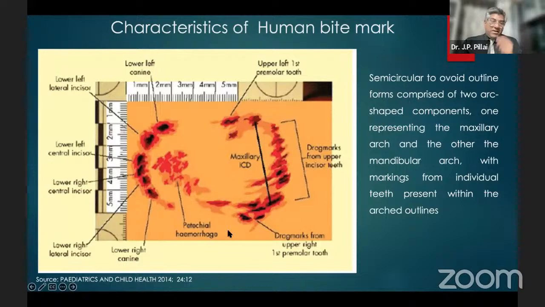So this is the typical image, I always show this image in any forensic bite mark lectures. This is a classical picture of a bite mark where we can easily make out which is the upper arch, which is the lower arch, and where are the canines and where are the incisors. And sometimes, based on the tongue pressure or suction pressure, there is a creation of hemorrhage in between the two arches. So this is again a very important evidence, the amount of pressure. Not only the tooth component, the skin component also plays a very important role.